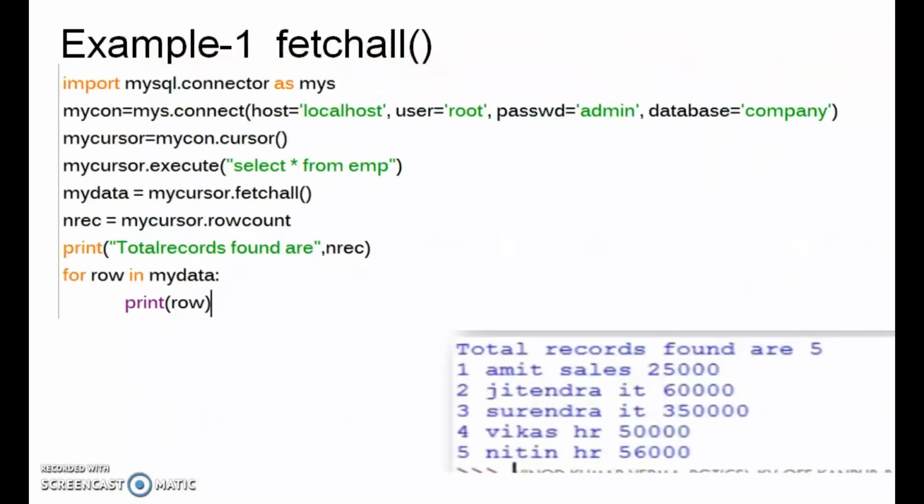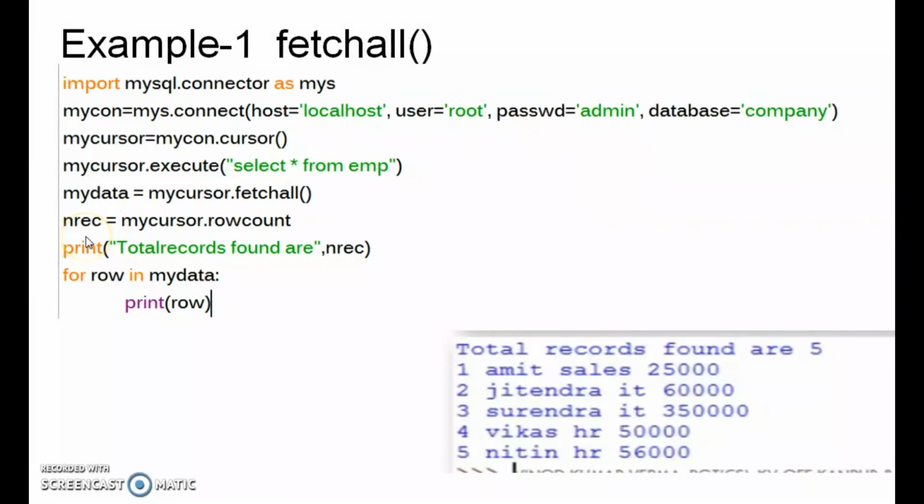So this is the example to show the fetchall concept. Here import mysql.connector as mys. Here we set the mycon object. Then we set my cursor is equal to mycon.cursor. Then my cursor.execute select star from EMP. This is our query. Then my data is equal to my cursor.fetchall. So here we fetch all the data, which is stored in my data.